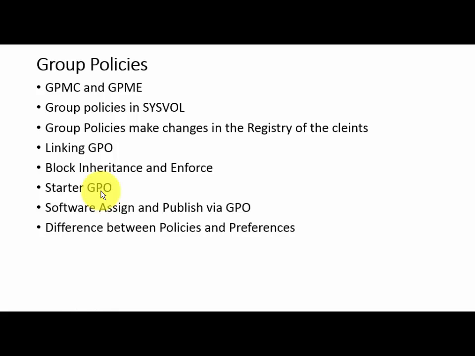Then starter GPO. Anyone has a one-liner for this? Starter GPO is the standardized GPO, which we can link with the future policies at any time. It's like a template, a ready-made, already made GPO, used for linking some standard policies to any new GPO that we connect this starter GPO with.